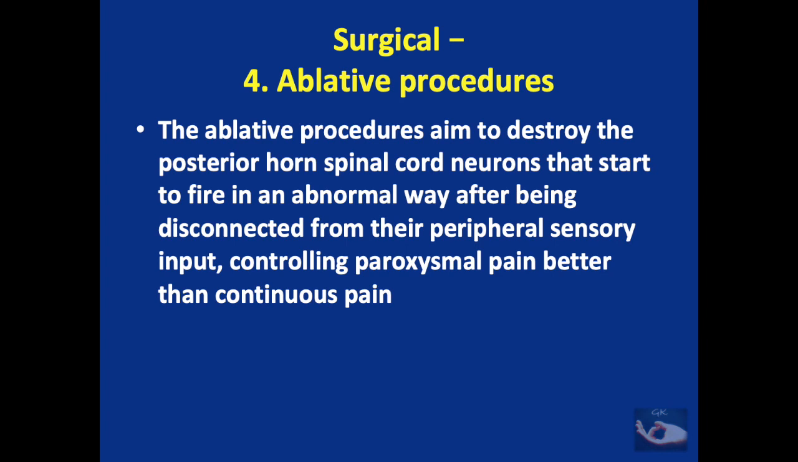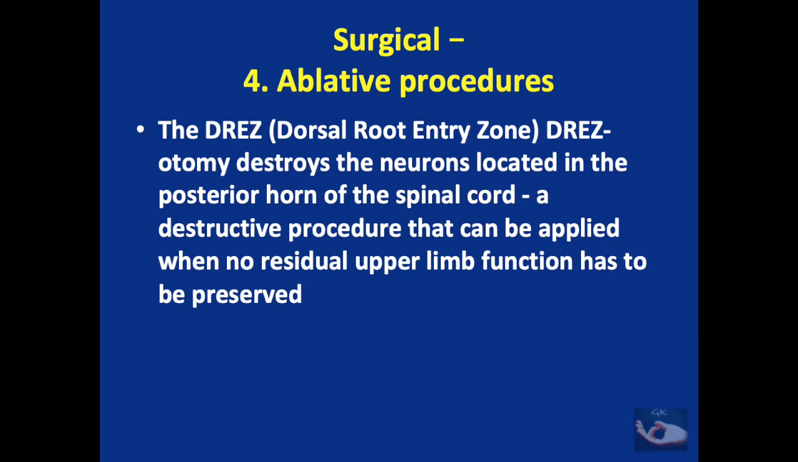Ablative procedures aim to destroy the posterior horn spinal cord neurons that start to fire in an abnormal way, causing pain. The dorsal root entry zone ablation procedure destroys the neurons located in the posterior horn of the spinal cord, as we have described, and this destructive procedure can be applied only when no residual upper limb function has to be preserved.